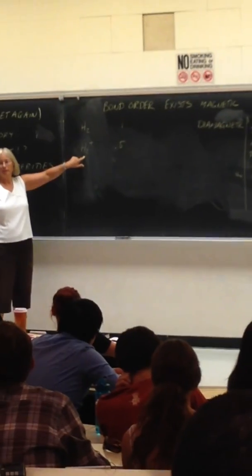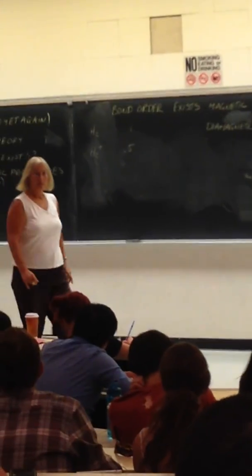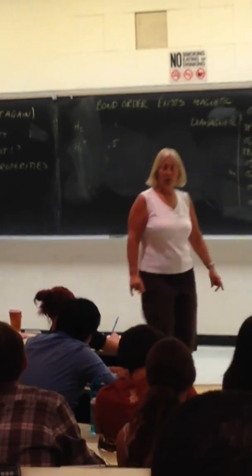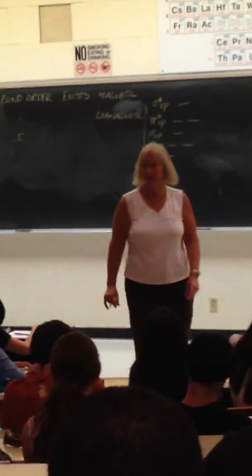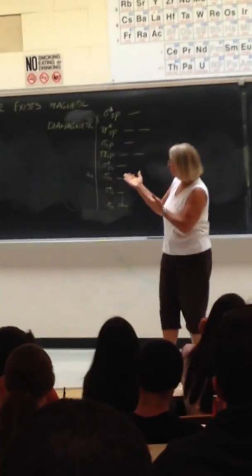I challenge you to draw the Lewis structure for this. You can't. And what the heck is a bond order of a half mean? Well, it's half as strong as a bond order of 1. It's a half of a bond. See? Trippy. Does it exist? Oh, yeah.